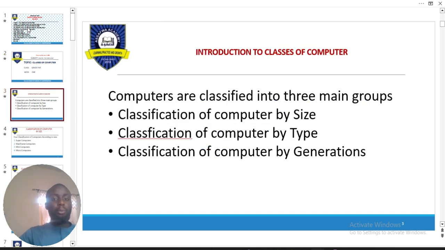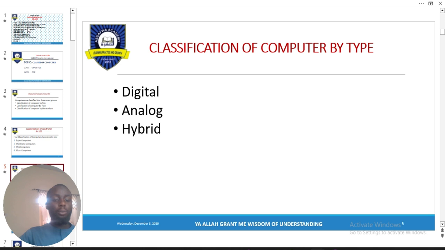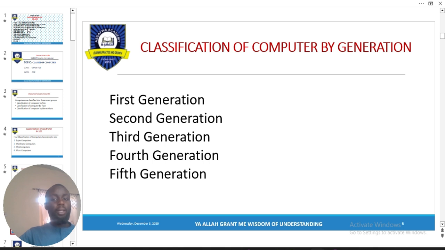So we said computers are classified into three main groups: the classification of computer by size, the classification of computer by type, and the classification of computer by generation. The four classifications of computer according to size are the supercomputers, the mainframe computers, the mini computers, and the microcomputers. The classification of computer by type has the digital computer, the analog, and the hybrid. Then the classification of computer by generation has the first generation, second generation, third generation, fourth generation, and fifth generation.